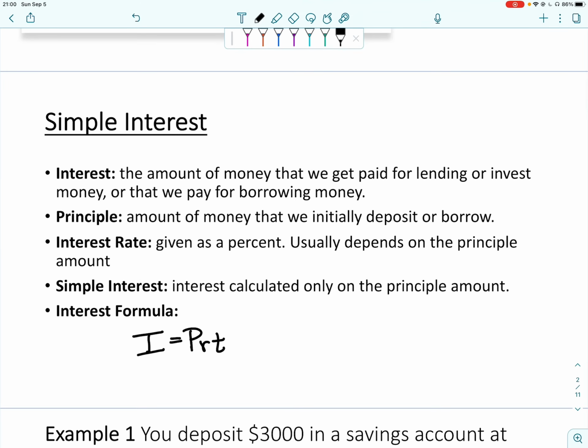Your interest rate is usually given as a percent, and then we're going to have to convert it into a decimal. This usually depends on the principal amount. It can also depend on things like other loans that you have, your credit score, if you have any co-signers on your loans, how long you've had an account with that bank. There's a lot of things that can play into what your interest rate is.